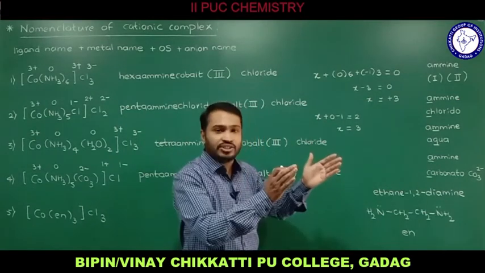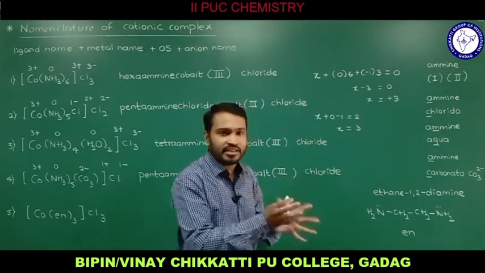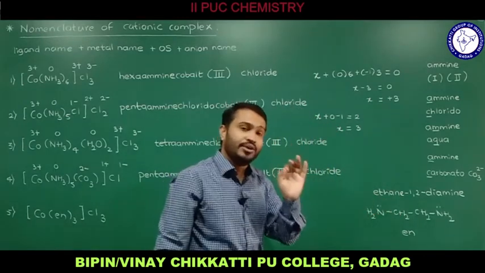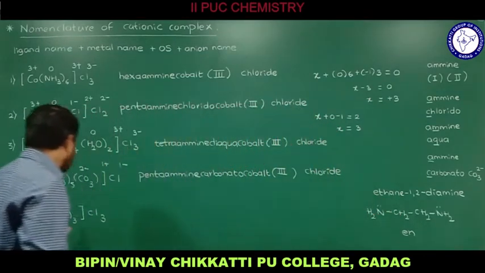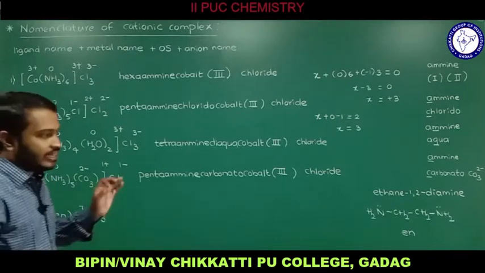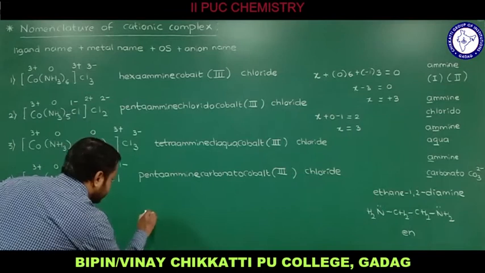The charge is known to you, whether it is positive, negative or neutral. So we don't have any charge over here, therefore ethane 1,2-diamine is a neutral ligand. So we need this En, the ethane 1,2-diamine, and cobalt we have, and we have Cl. Now we have to write the ligand name first. Ligand ethane 1,2-diamine. So let me write that.